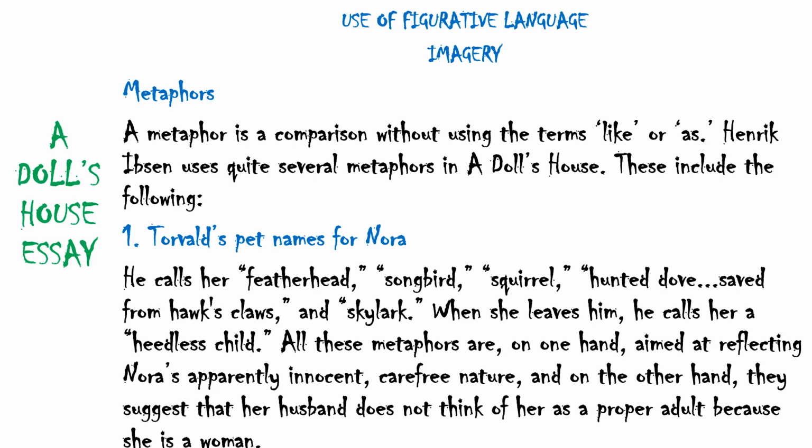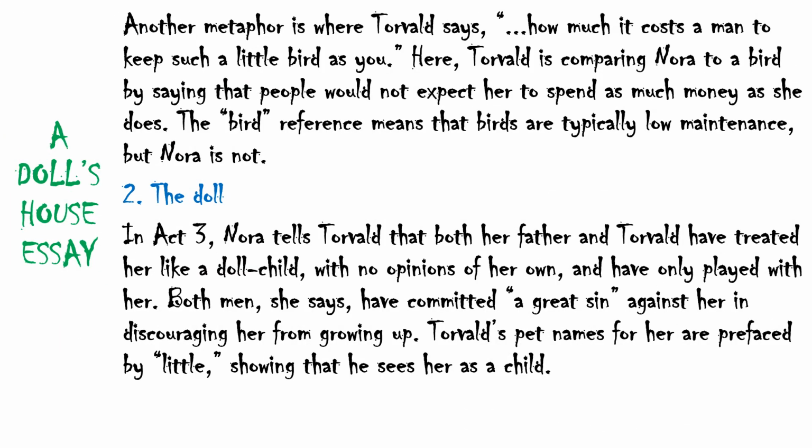Now, another metaphor is where Torvald says, and I quote, "How much it costs a man to keep such a little bird as you." Here, Torvald is comparing Nora to a bird by saying that people would not expect her to spend as much money as she does. The bird reference means that birds are typically low maintenance, but Nora is not.